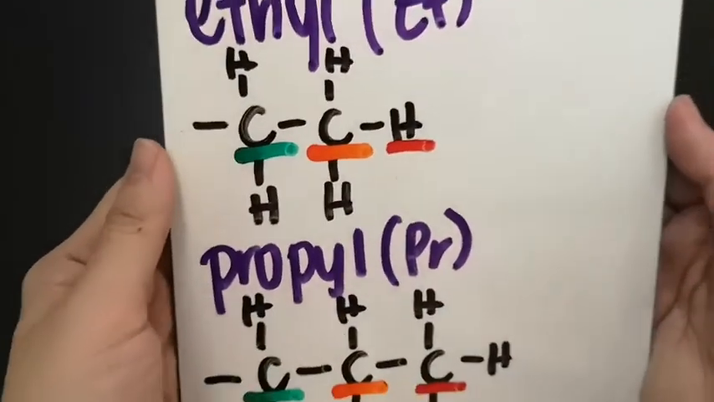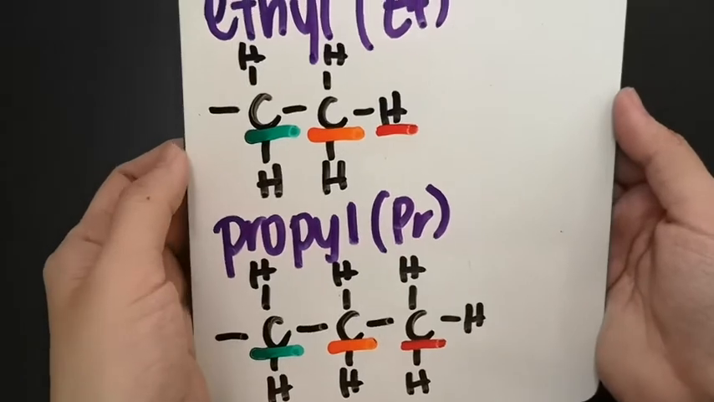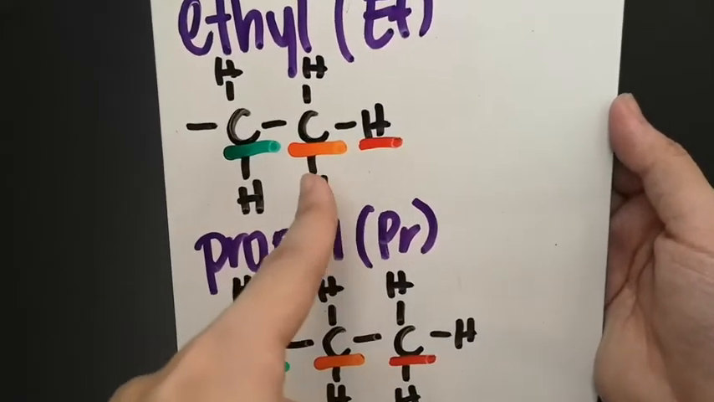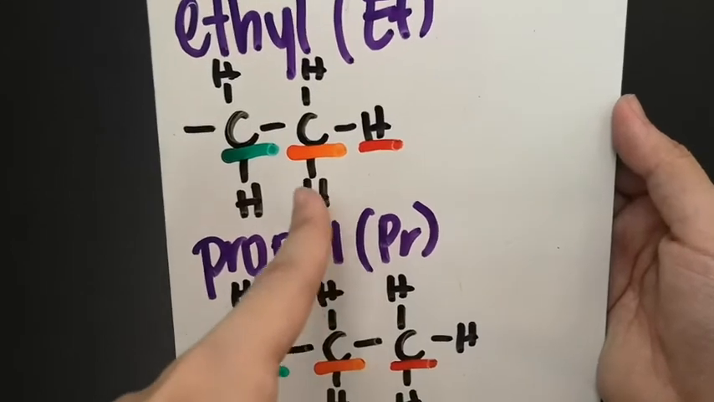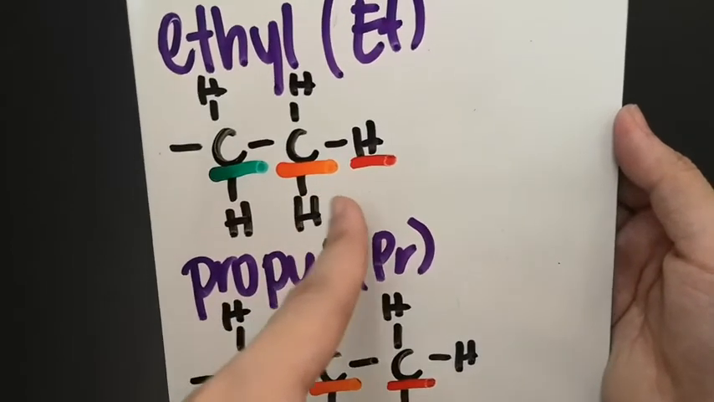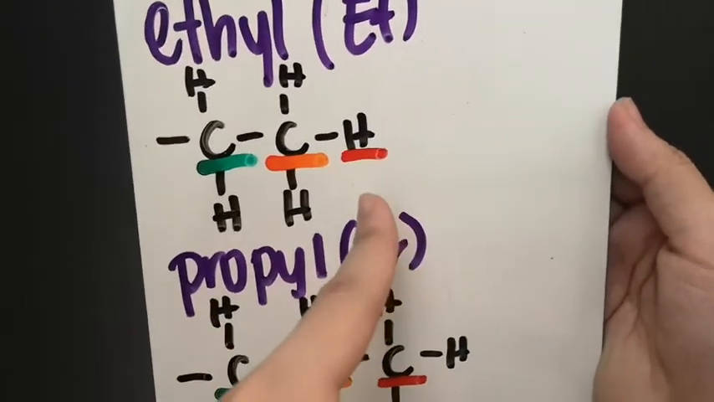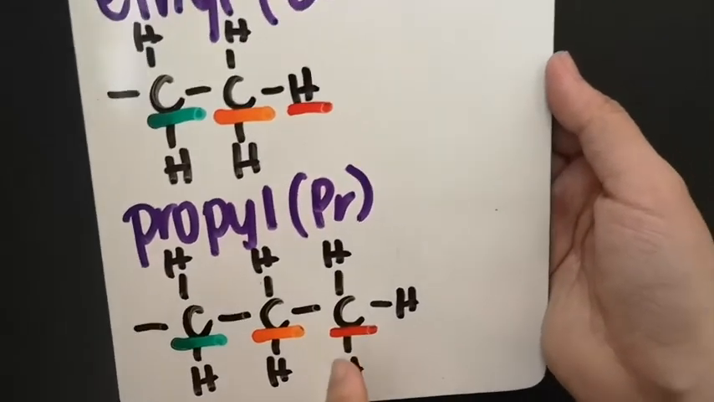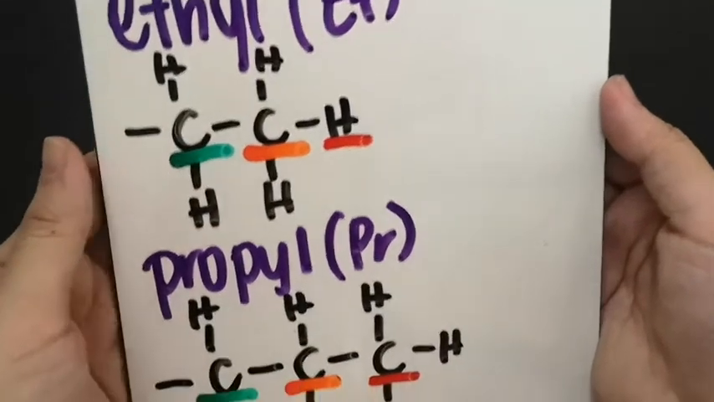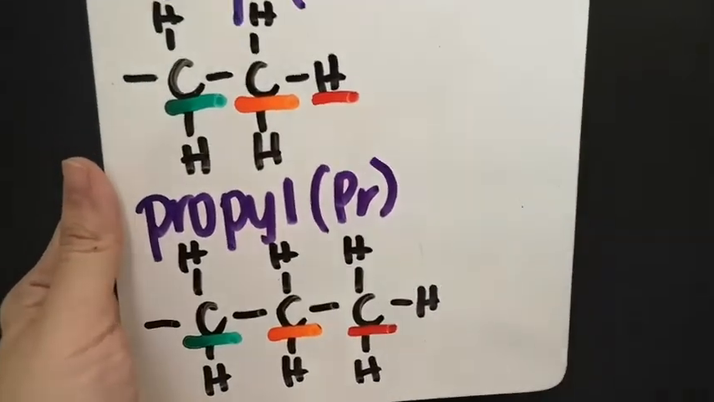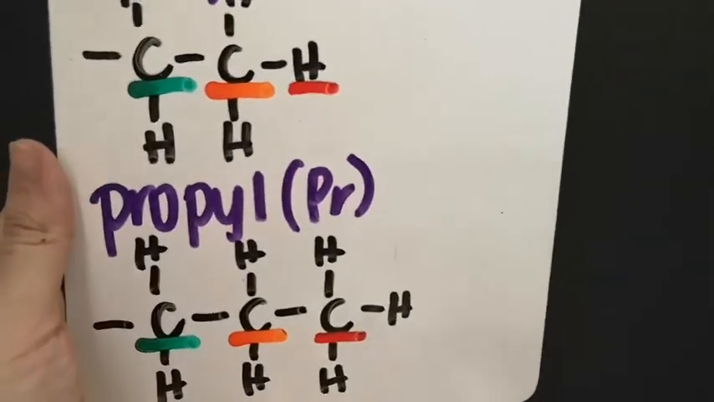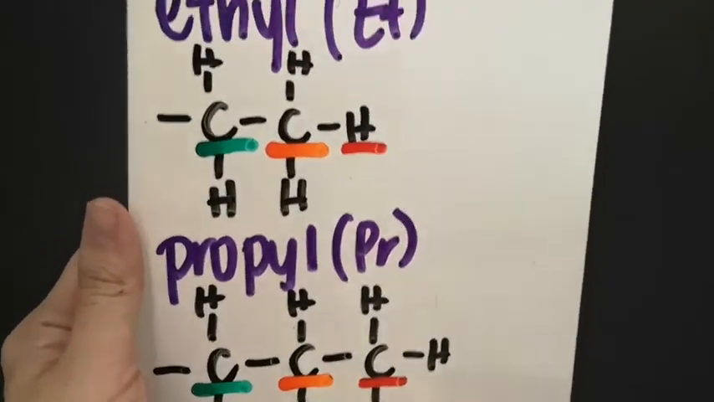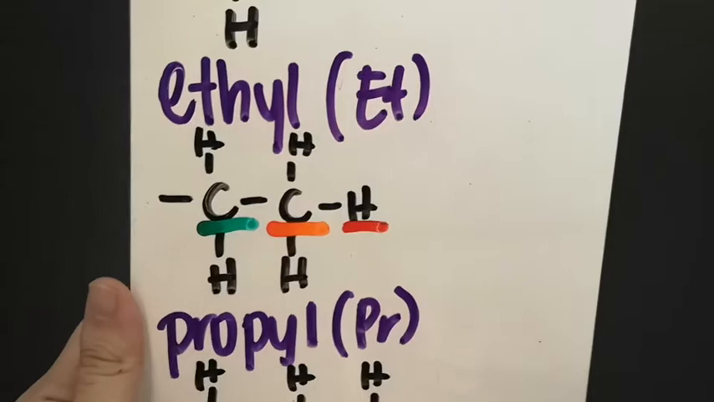Then now we just have ethyl and propyl. So the next atom after the one marked with orange would be hydrogen for the ethyl group, but it's still carbon for the propyl group. So this means that propyl would have a higher priority than ethyl because carbon is ranked higher than hydrogen.